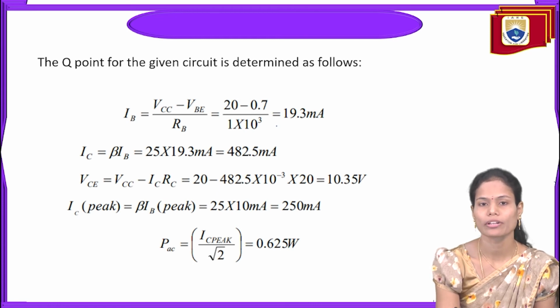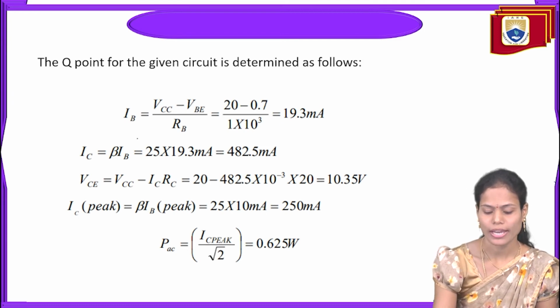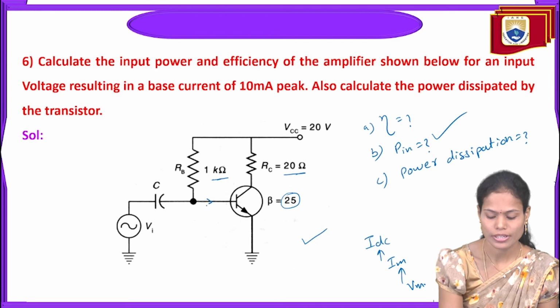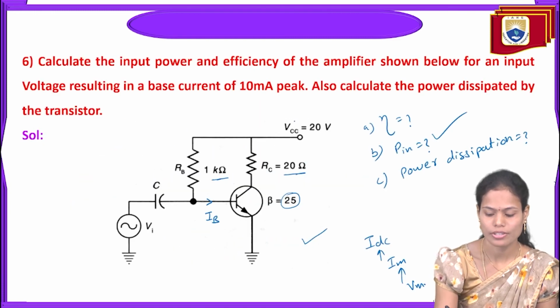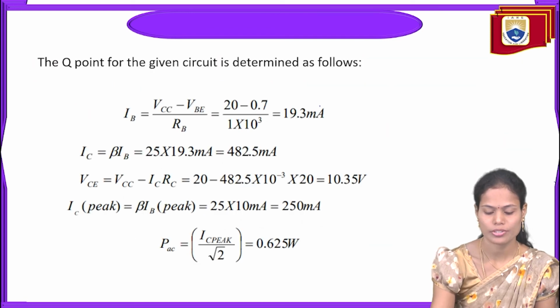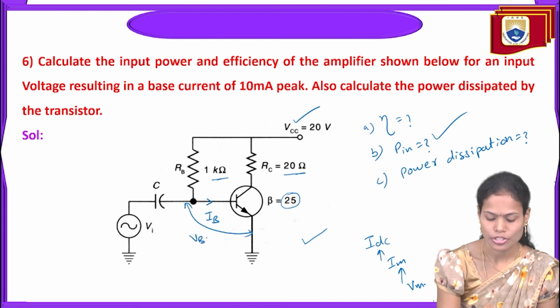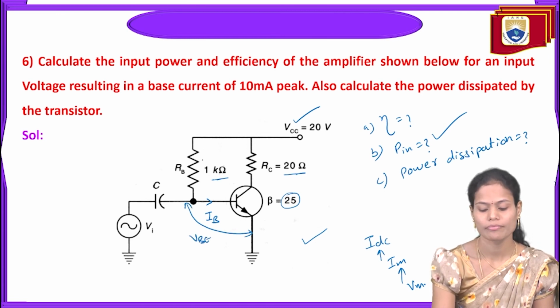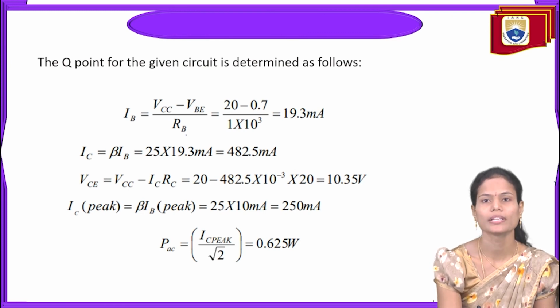To calculate the Q point value, first of all, we require the base current. By using the base current and current amplification factor, we can calculate the overall collector current. The base current from the amplifier will be flowing here, IB. So we can write it as VCC, the supply voltage, minus the base to emitter voltage, divided by this resistance RB here. So IB = (VCC - VBE)/RB.